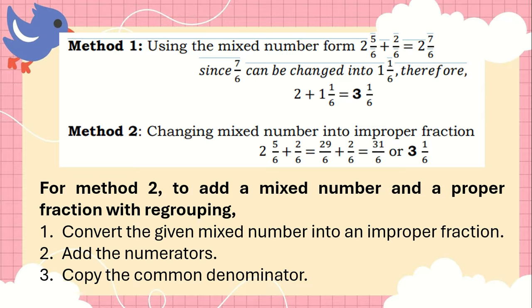To add a mixed number and a proper fraction with regrouping: First, convert the given mixed number into an improper fraction. Second, add the numerators. Third, copy the common denominator.